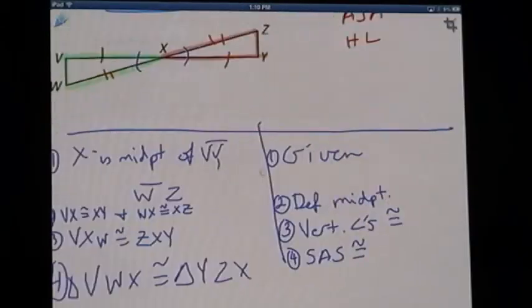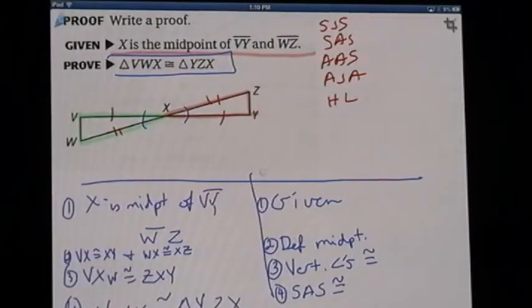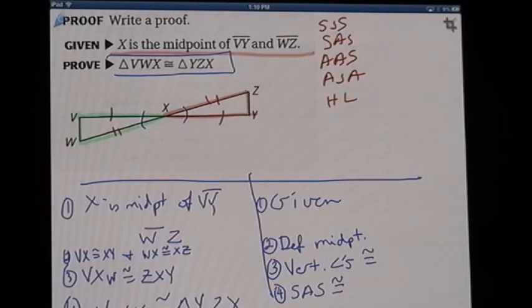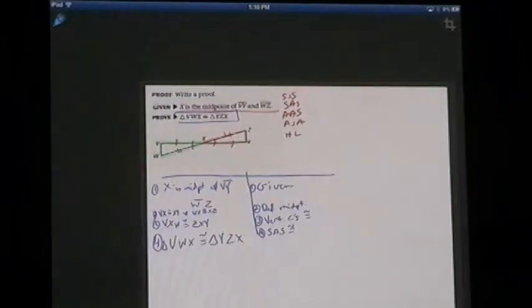No, I'll make it so that you can look at the whole thing together. Handwriting's not so great. I'll have to work on that. Okay, moving on to the next one.